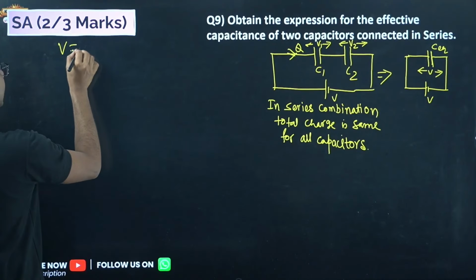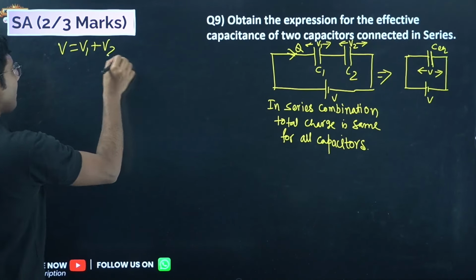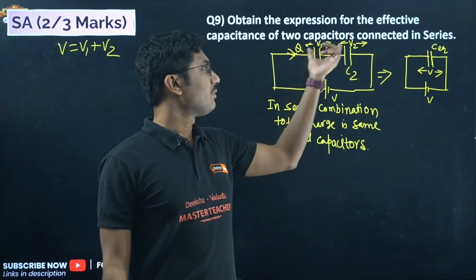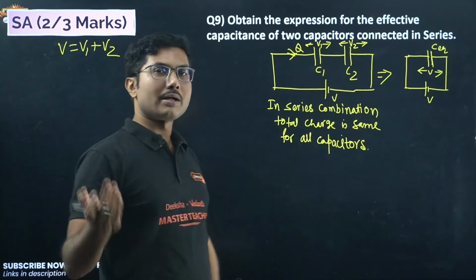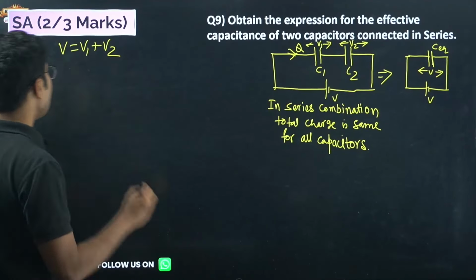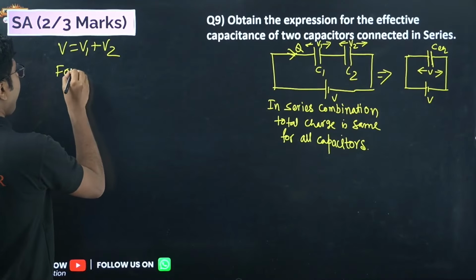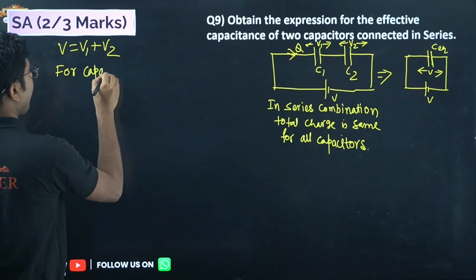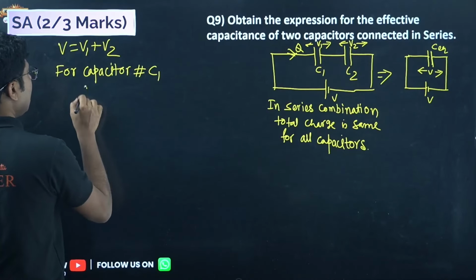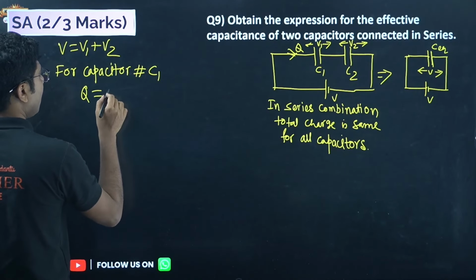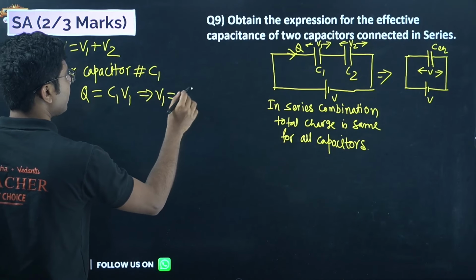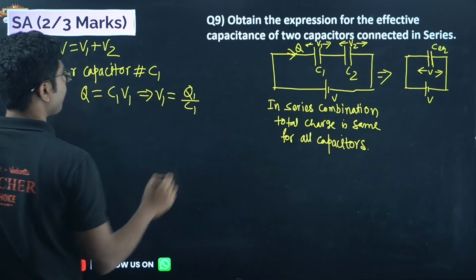So V is V1 plus V2, right? So total voltage V should be equal to voltage drop across capacitor C1 plus across capacitor C2, because there are no other capacitor present. Now for capacitor C1, okay, Q equals C1 into V1, or V1 equals Q1 by C1.